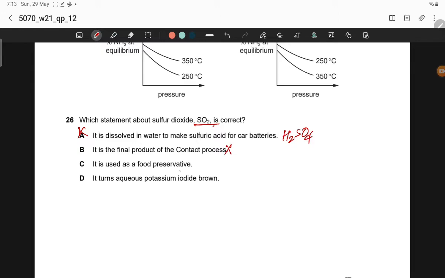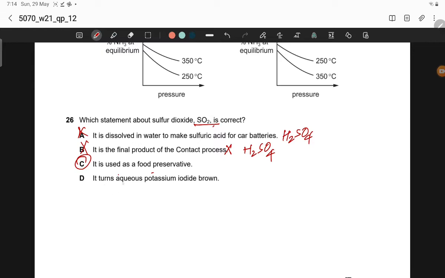No, it is not the final product. The final product is sulfuric acid. So it is incorrect. It's used as a food preservative. Yes, this is the use of sulfur dioxide. So C must be correct.